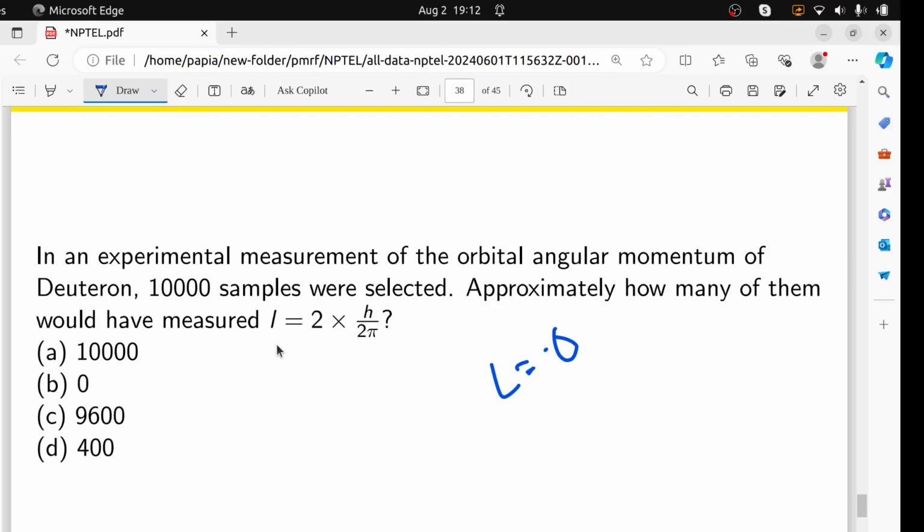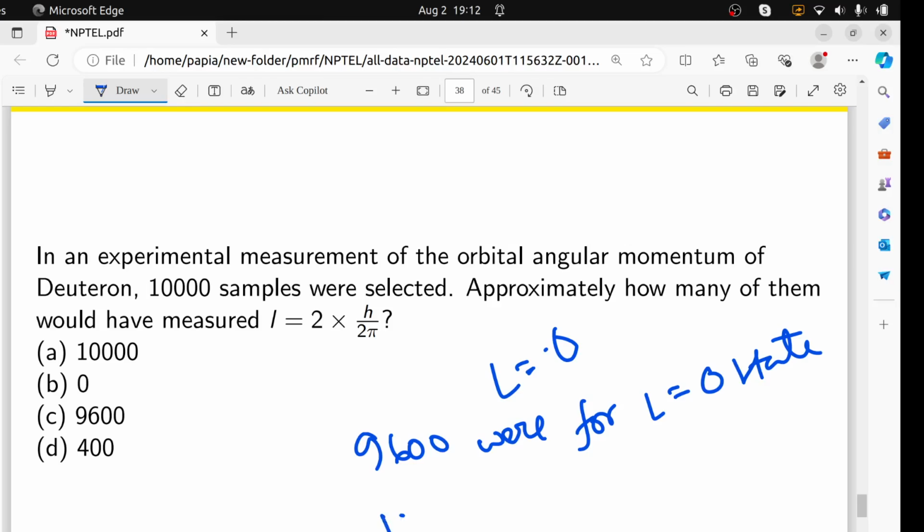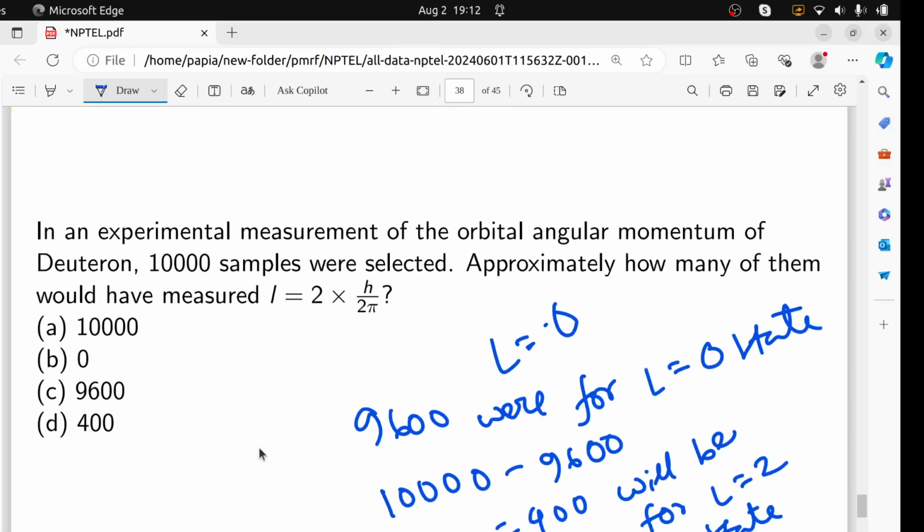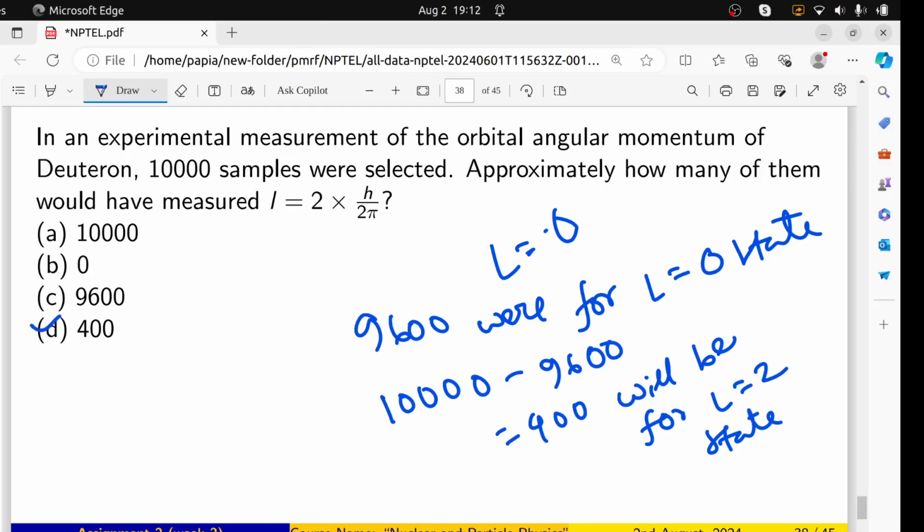So 10,000 samples were there. So L equals to 2 means obviously it will be, as we have already calculated, 9600 were for L equals to 0 state. Now 10,000 minus 9600, that means 400 will be for L equals to 2 state. Okay, so the answer will be D.